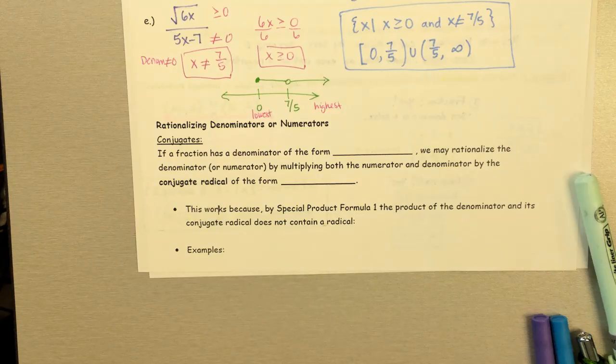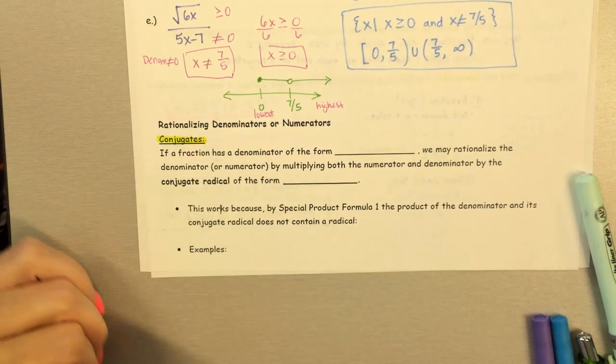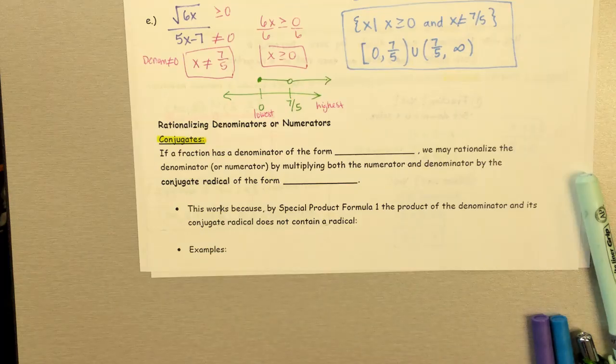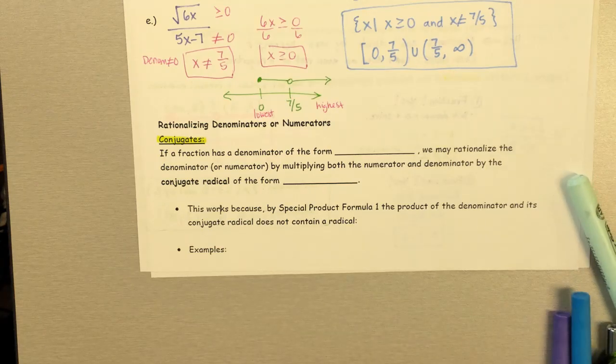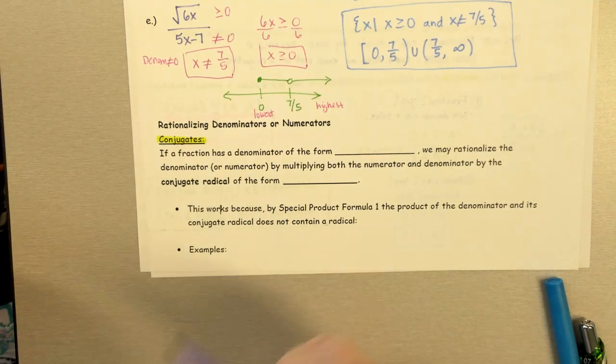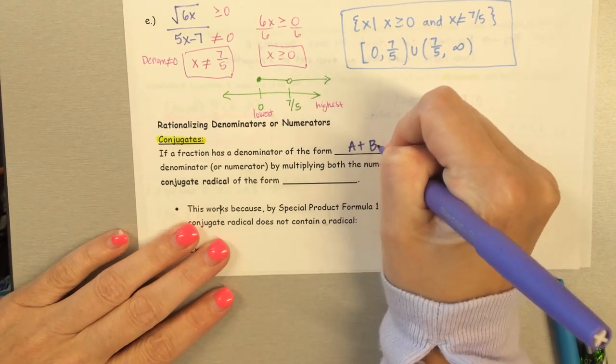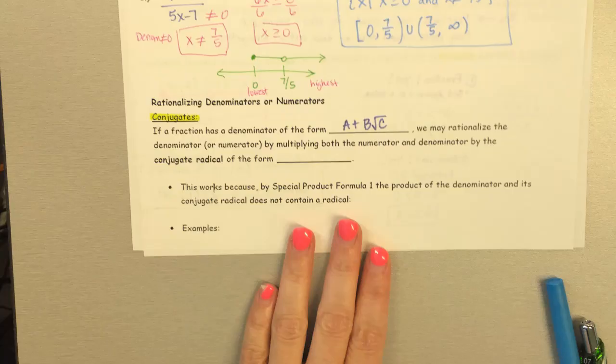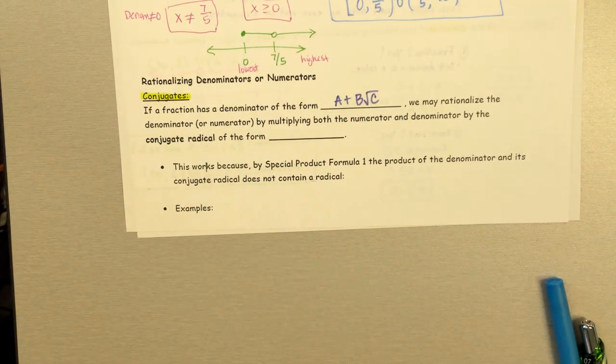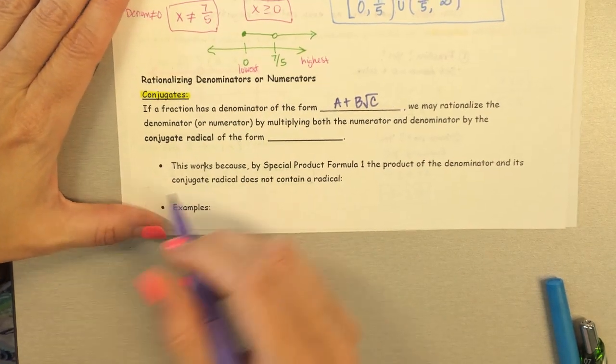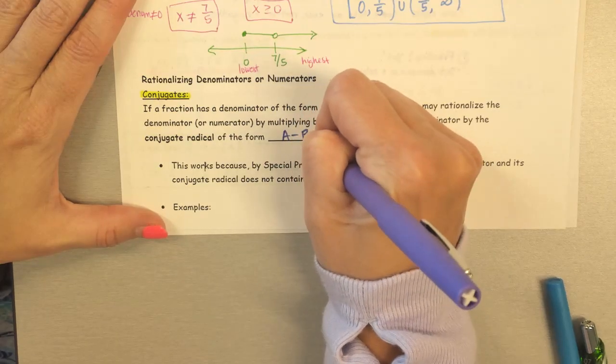Okay, we are going to talk about conjugates because they are going to help us rationalize denominators and numerators. These are going to be called complex conjugates, or really they're your conjugate radicals. So if a fraction has a denominator of the form a plus b root c, we can rationalize the denominator or the numerator by multiplying both the numerator and denominator by the conjugate radical of the form a minus b root c.